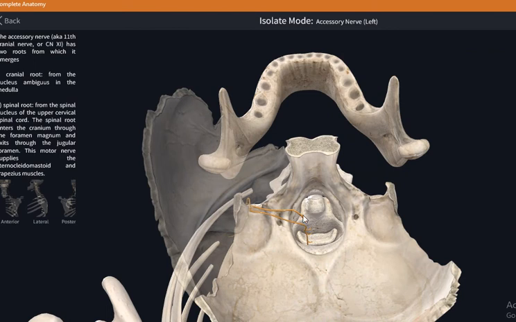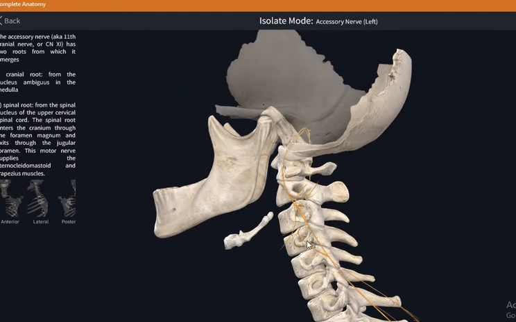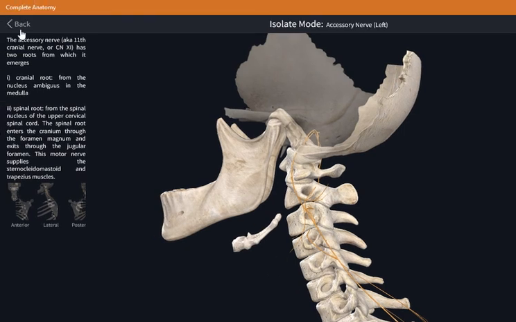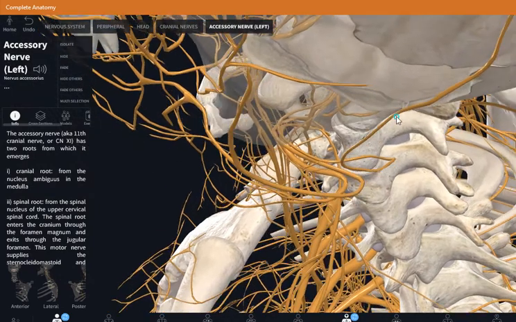This is the cranial accessory nerve. The spinal accessory nerve is going to move up via the foramen magnum. All of them are going to bind and then descend, and they are going to supply the trapezius and the sternocleidomastoid. So this is the spinal accessory nerve.